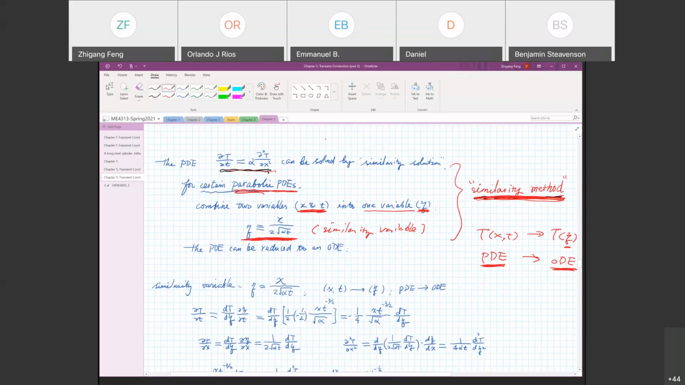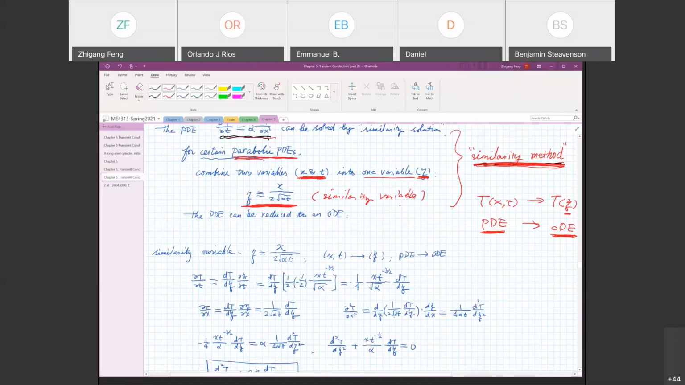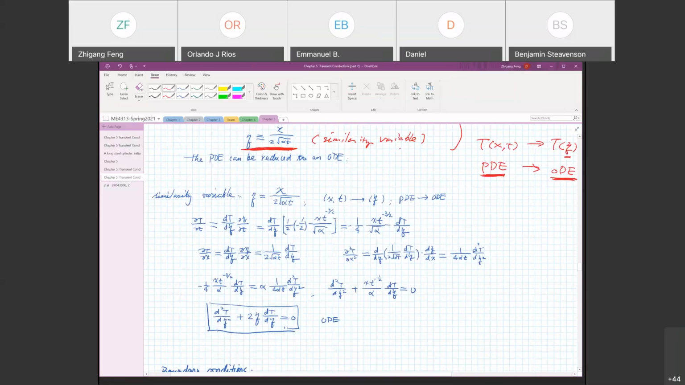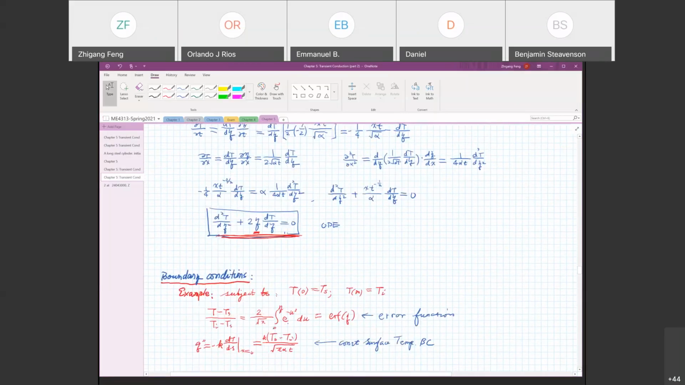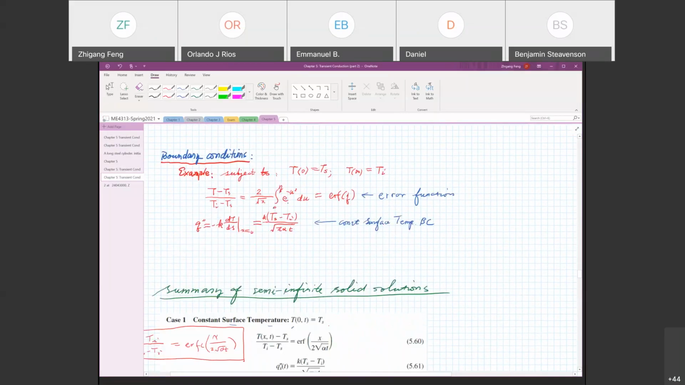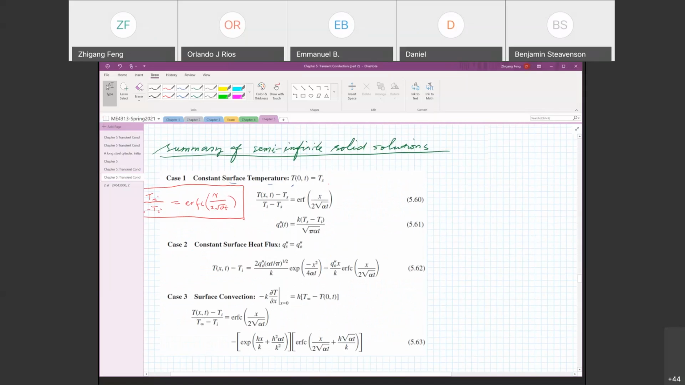I just provided you the similarity variable in terms of x and t. So we can replace x and t using the new variable and replace the partial differential equation with the final ODE equation. So this is the final ODE equation, and it's a second order nonlinear ODE, and you can find the solution from any differential equation textbook. And the solution depends on the boundary condition. So I will just provide you the final result for 3 boundary conditions.